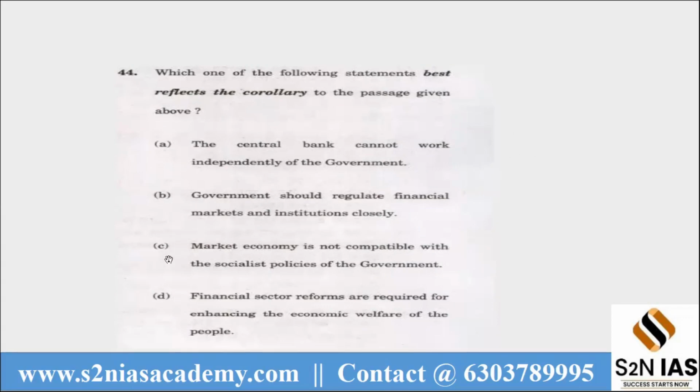If you go through B, C, D: they are telling that the government should regulate financial markets and institutions closely. Nowhere in the passage did we see the term regulation. So factually, this is incorrect. Market economy is not compatible with the socialist policies of the government. There is no word of socialist policies or capitalist policies in the passage. Factually, this is also incorrect.